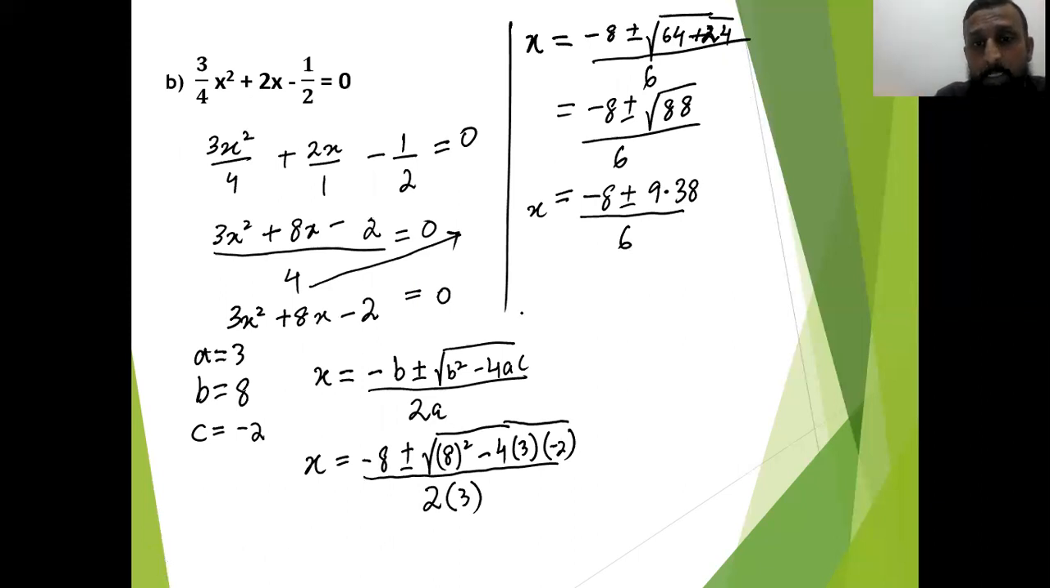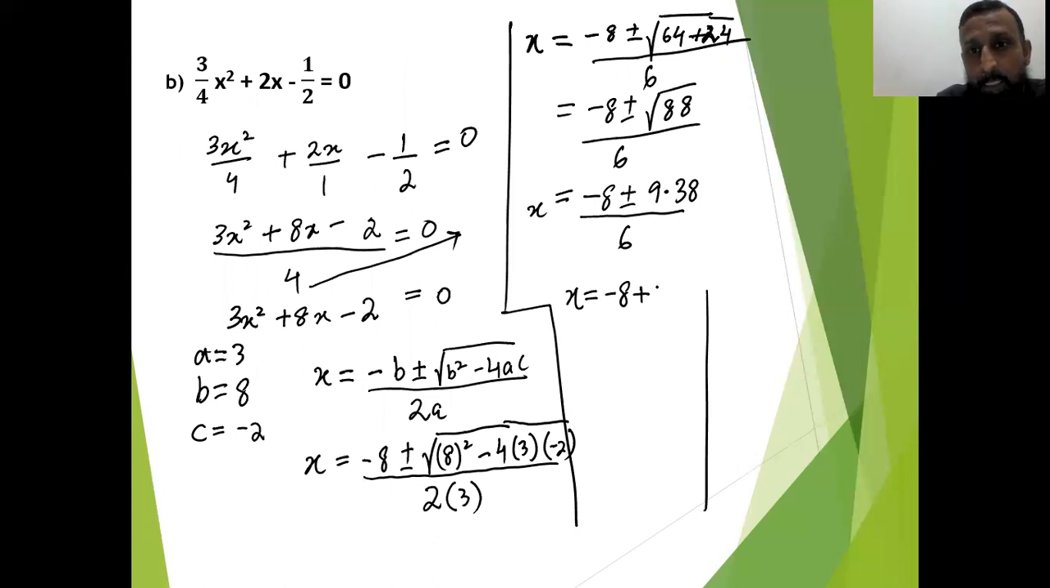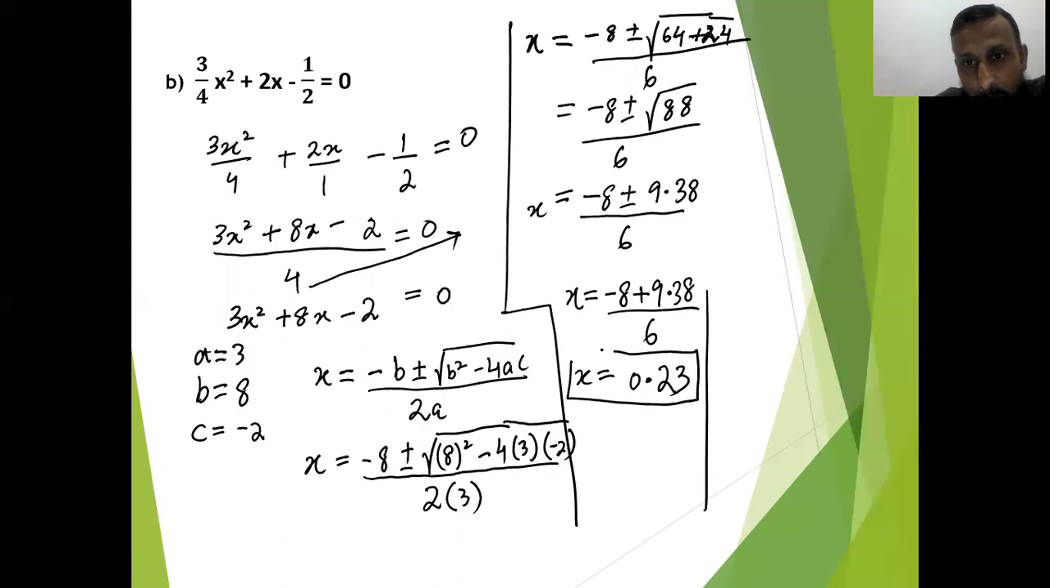Now make two columns underneath this, and in two columns x equals minus 8 plus 9.38 upon 6. X equals, now negative 8 plus 9.38 divided by 6. You may use your calculator and you will get the result as 0.23. That's your first answer.